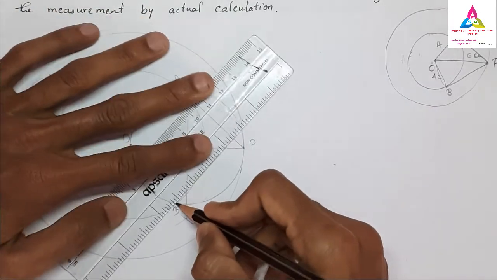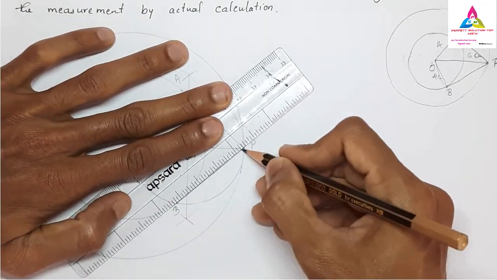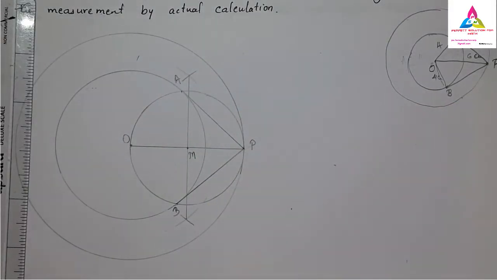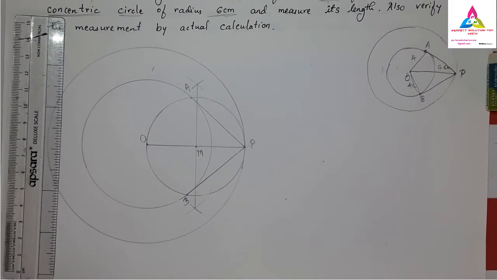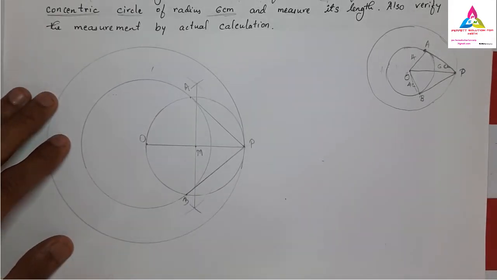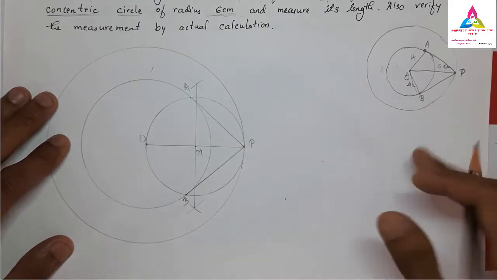Similarly, P and B also you have to join. This is our required tangent. That is, PA and PB are the required tangents. That's all. So the construction is easy. Same procedure we have to follow, but the only difference here is that a concentric circle is used.